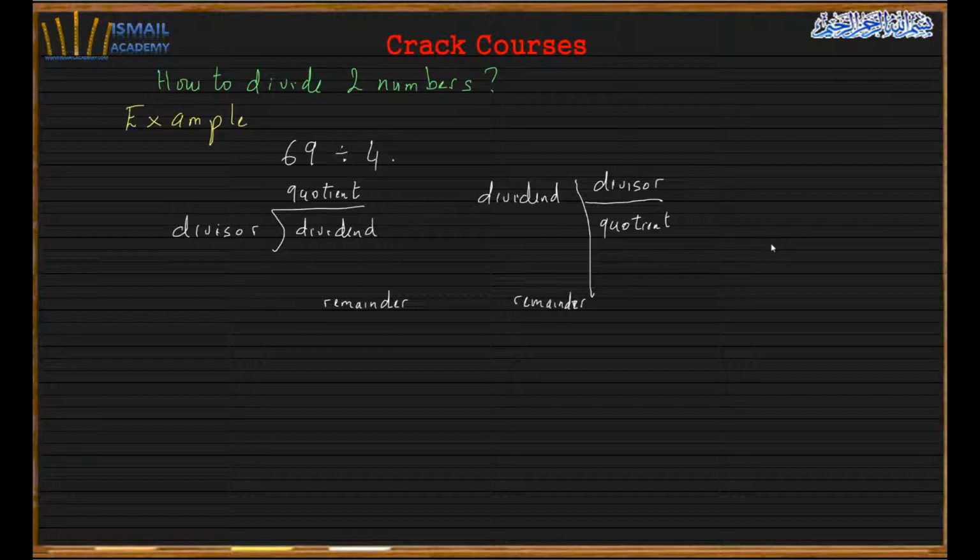Or you can use the multiplication form. So what do we have? We have the dividend here, we have the divisor here, up here we have the quotient, so the quotient times divisor will give me the dividend, and down here we'll have the remainder.